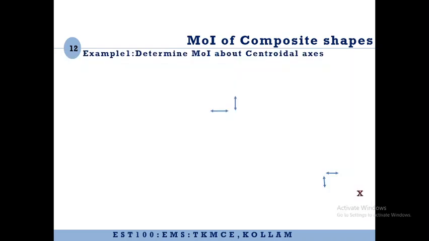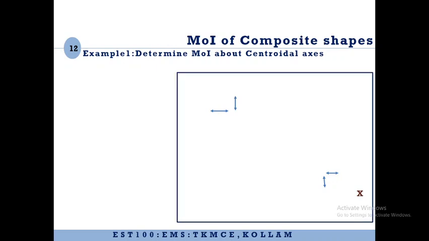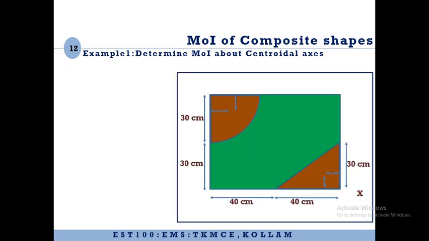Now let us try to do an example related to computation of moment of inertia of a composite figure. Here we have to compute it about the centroidal axis. So this is the figure that is given. Step 1 will be we have to locate the x and y axis. So let us locate the x and y axis at one of the corners. The x and y axis may either be given in the question, or else you can locate it at one of the corners.